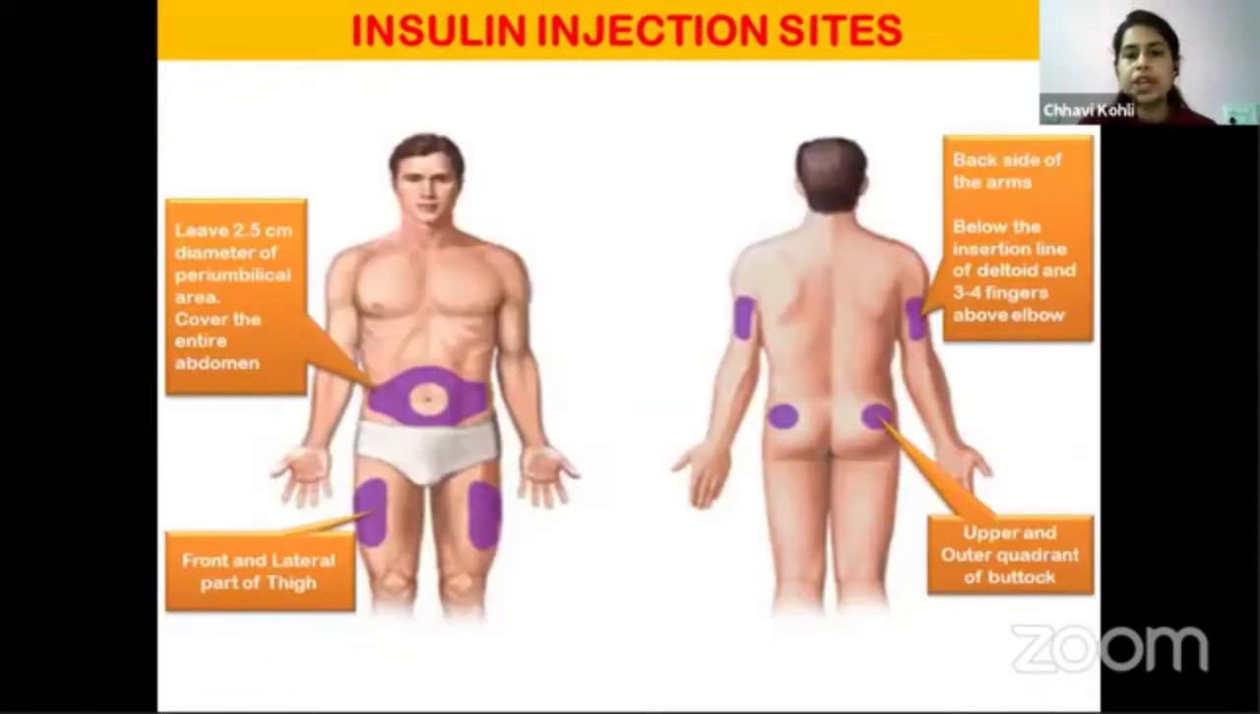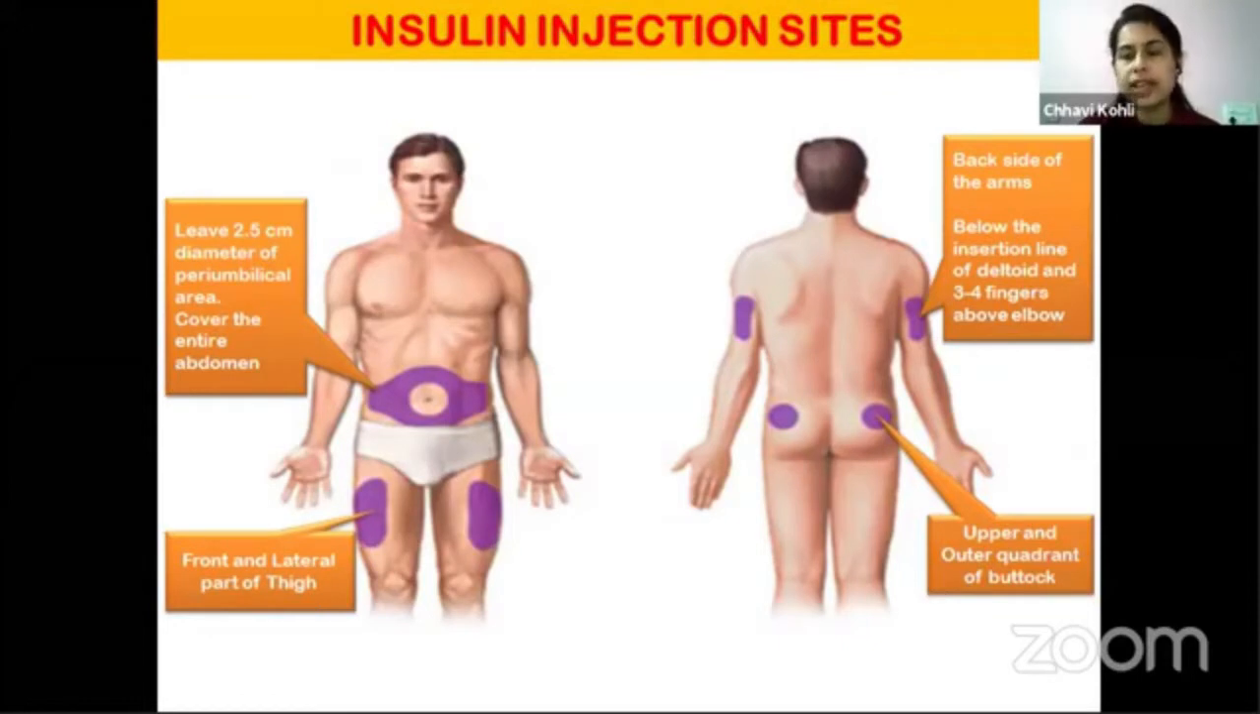Now coming to injection sites, where all we can inject insulin. There are 4 sites where insulin can be injected. The first one is the abdomen. After leaving a 2.5 centimeter diameter of the periumbilical area, the entire abdomen can be used for insulin injection. The second area is the thigh, where the front and the lateral part of the thigh can be used.